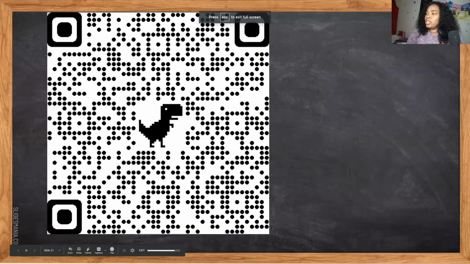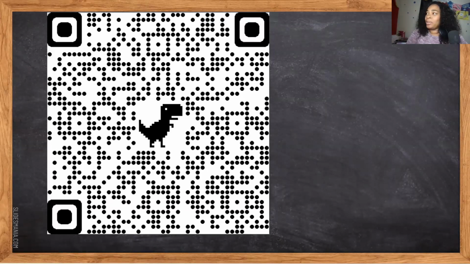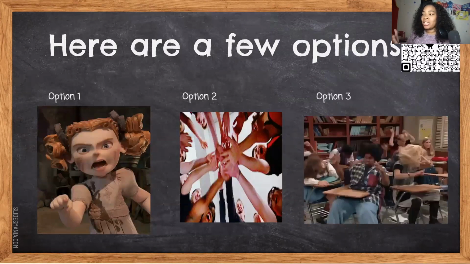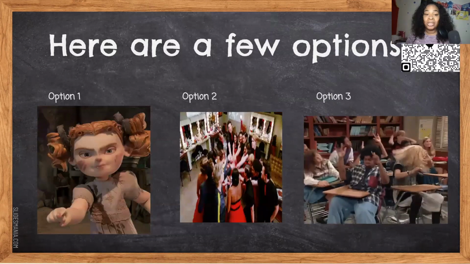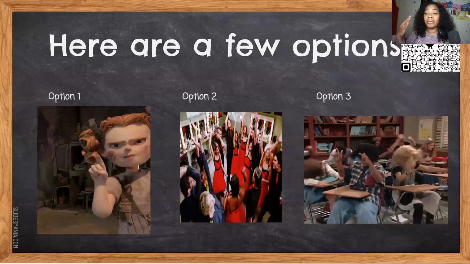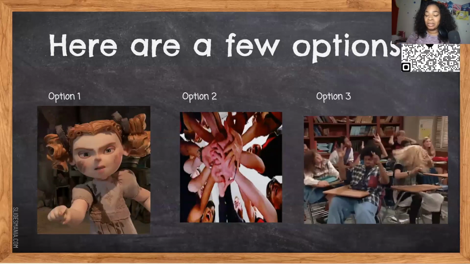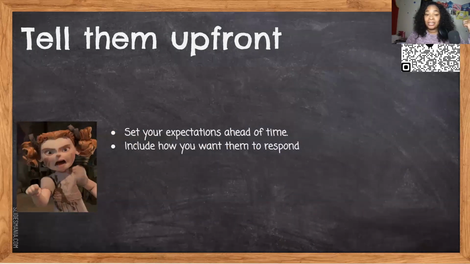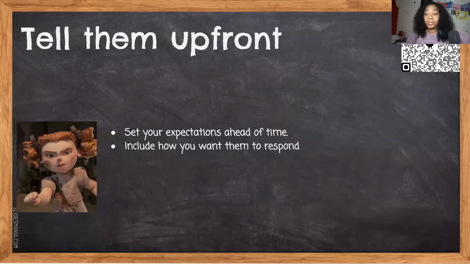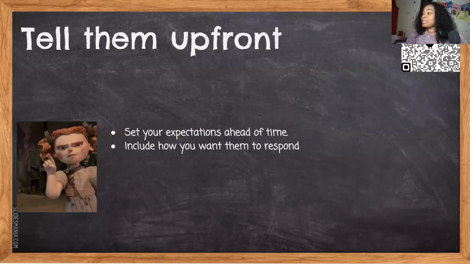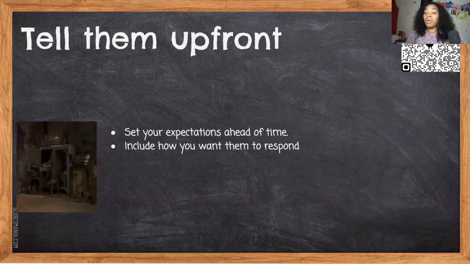And again, if you see this QR code, it will be to that expectation Jamboard, and it is yours. Just make a copy. So how do I present this information with those expectations? It really depends on your teaching style. Here are the three options of how you could present those expectations of Jamboard. Option one: you can tell them up front, just like the slide deck, just like the Jamboard I just showed you. Here are the rules, here are the expectations. This is what we're doing, this is what we're not doing. Set those expectations ahead of time and include how you want them to respond.